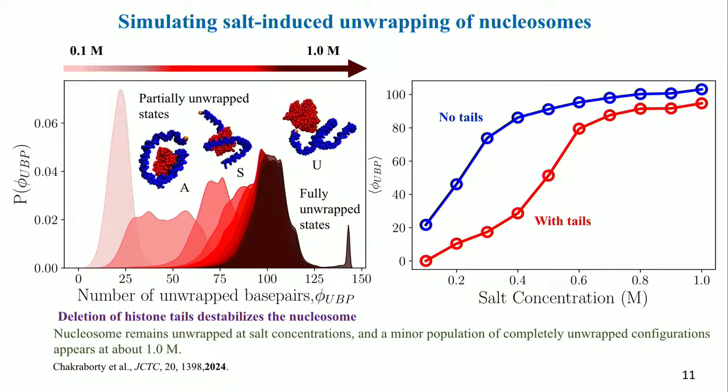So there is a population of partially unwrapped states, and similar to the previous example when we had the tails, we see all these different kinds of unwrapped states showing both asymmetric and symmetric unwrapping. And interestingly, when you are at around 1 molar, there is a full disassembly. So this entire histone core actually comes out, which we don't see in the previous case when the tails are there. Now, here I show you the average number of base pairs that are unwrapped for the case with and without tails. As you can see, with tails, when you are at low salt, the degree of unwrapping is very low, but when there are no tails, there is always some degree of unwrapping that goes on.